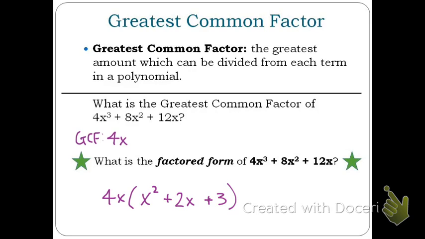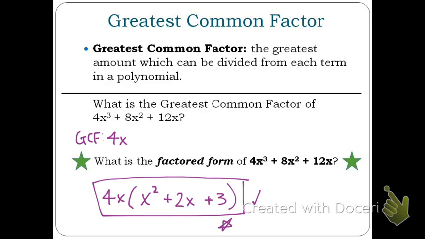Now this is a good thing to look at, and that's actually the factored form of this. So this would be the answer if you were asked to factor that polynomial. That would be the answer. Something I want you to consider, which is really important: notice how this 3 does not have an x. The 2x does, but not the 3.